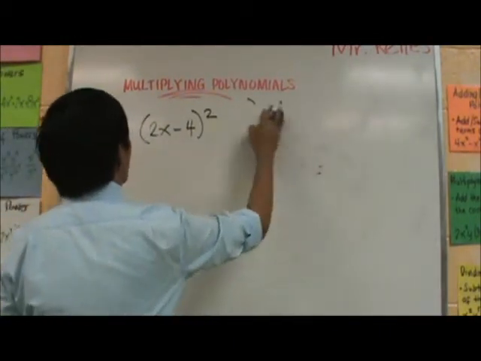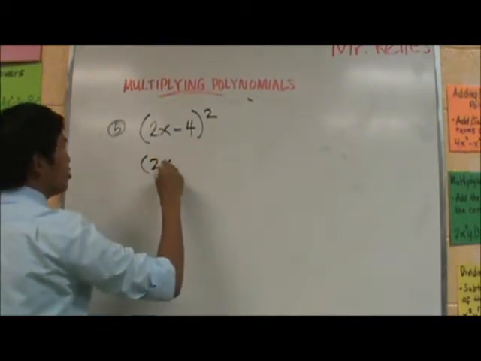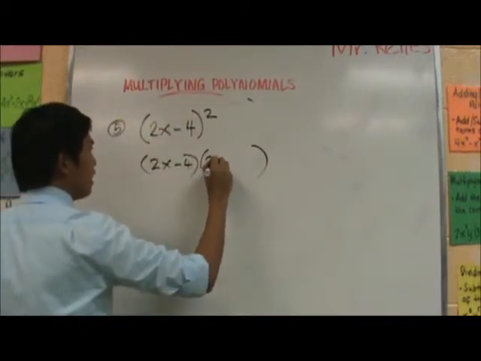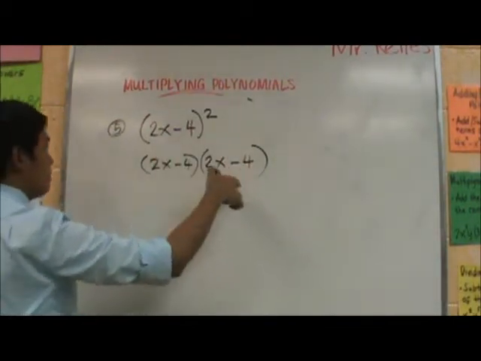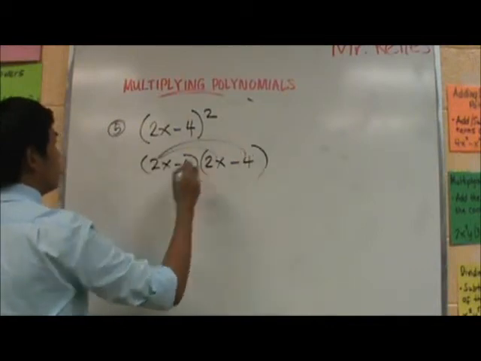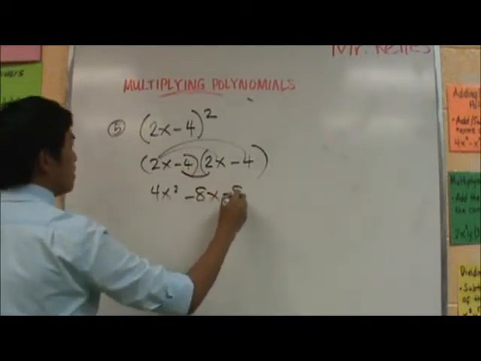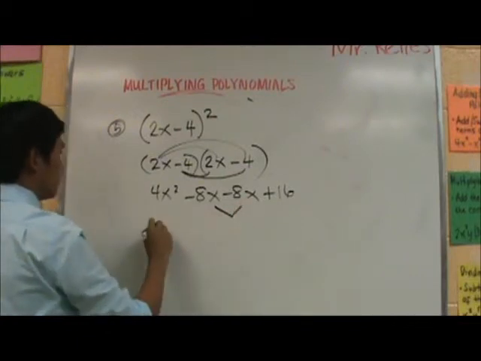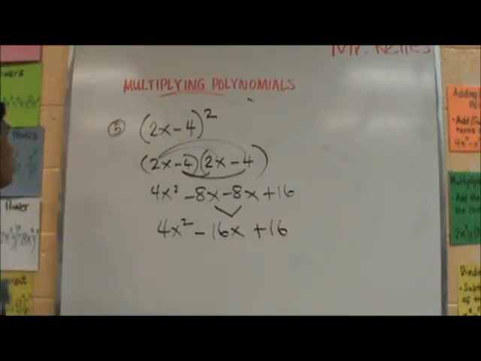So having 2x minus 4 to the second power, that means we are multiplying this binomial by itself twice. That means you have 2x minus 4 and then 2x minus 4. Okay? And then do the same thing. Distribute: 4x squared minus 8x minus 8x plus 16. Final answer, they're like terms. Final answer is 4x squared minus 16x plus 16. That is the final answer.